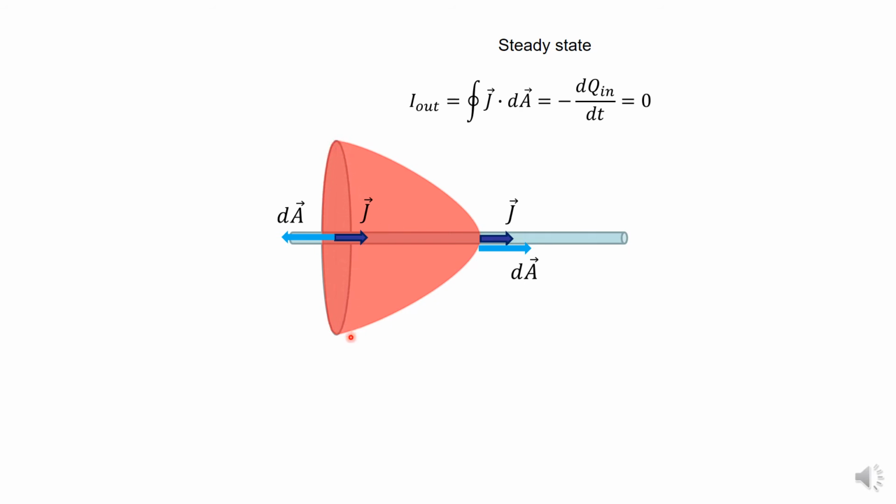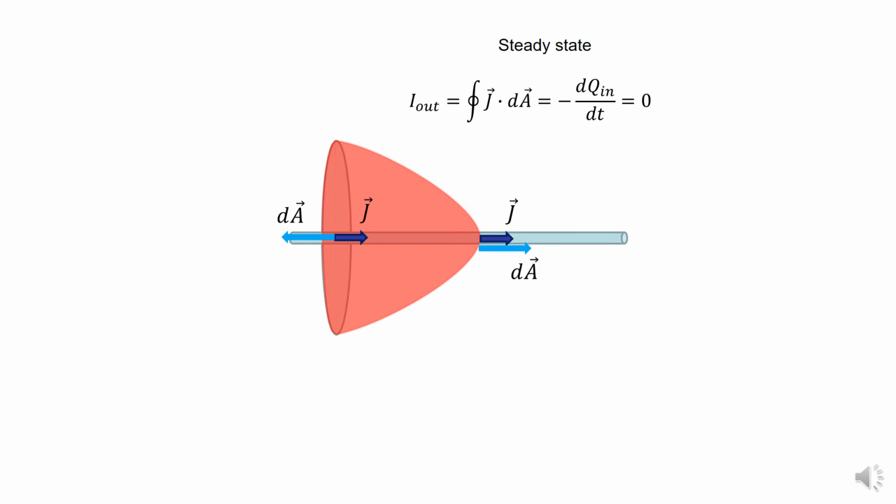perimeter of the circle. Okay, so for this situation, we know that the integration of J dot dA through this closed surface, formed by this circle plus the other surface, forms a closed surface with a volume inside it. And the integration of J dot dA is minus dQn/dt. Now, for a wire like this, there's no change in the amount of charge inside. So dQn/dt is 0.